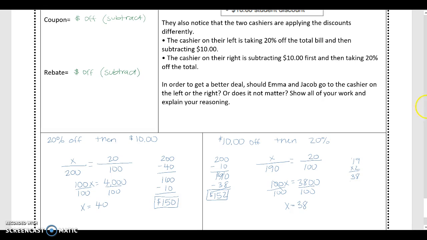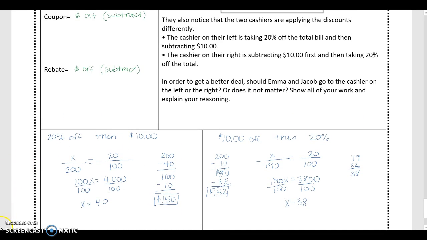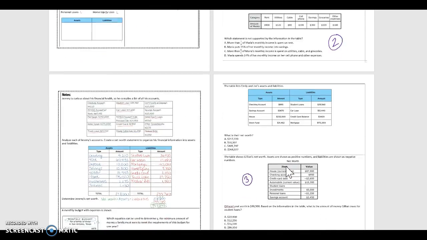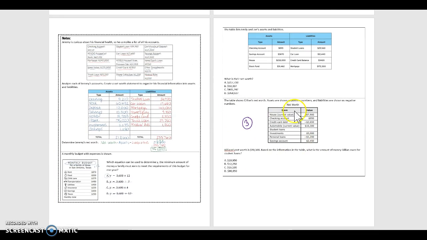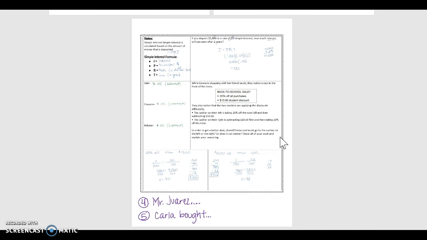All right, so let me show you what your assignments are going to look like. Okay, guys, so now that you've finished your notes, I want you to go back and do number 1, the Cassie problem on the second page. Number 2, Maria's monthly budget. Then your third one will be here, Jillian's net worth. And then I don't have the paper on my computer for some reason, but the next page after this one has some interest problems as well as a percent problem.